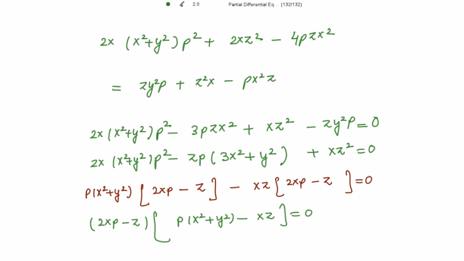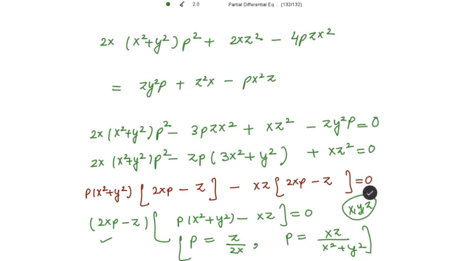So we are getting two values of p. From the first bracket we get p is equal to z divided by 2x. From the second bracket we are getting p equal to xz divided by (x square plus y square). So these two values we are getting for p. So we are getting the values of p in terms of x, y, z.